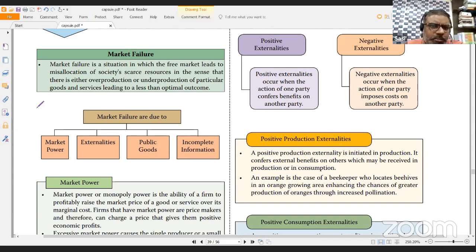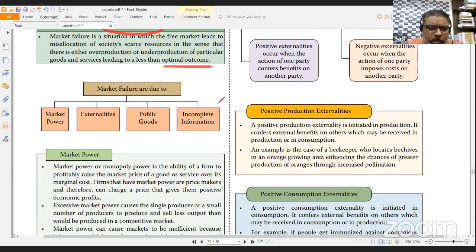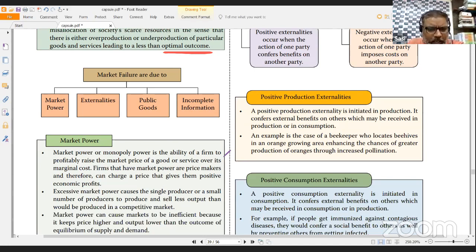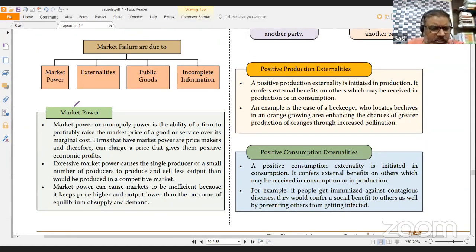Now moving on to market failure. As we just now discussed, markets, if left to themselves, fail. They either do overproduction or underproduction. They will not do optimal allocation of resources, and ultimately the outcome will be suboptimal. Suboptimal means less than optimal. And this also we have just now identified.